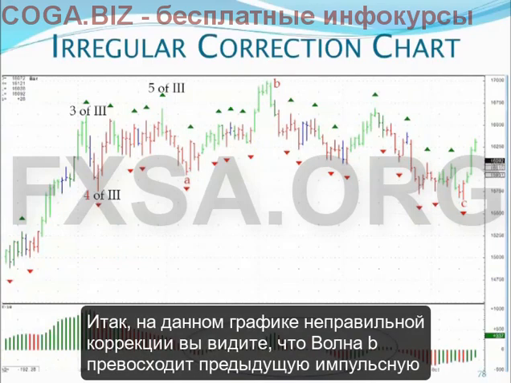So in this particular irregular correction chart, you can see that B exceeds the previous one, and each leg of the correction is longer than the previous one.